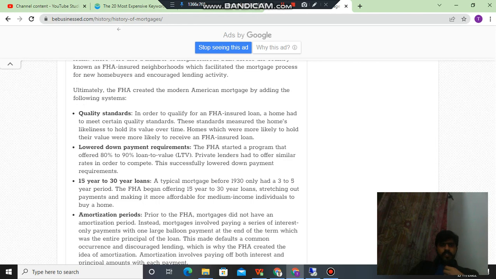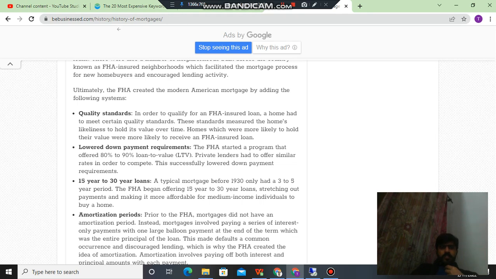In order to qualify for an FHA insured loan, a home had to meet certain quality standards. These standards measured the home's likelihood to hold its value over time. Homes which were more likely to hold their value were more likely to receive an FHA insured loan.